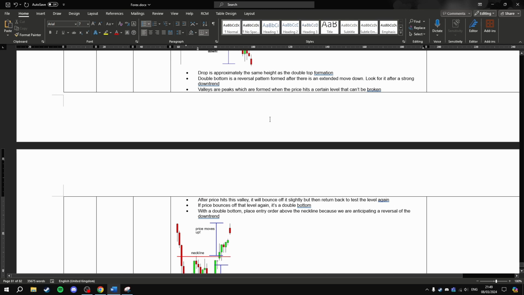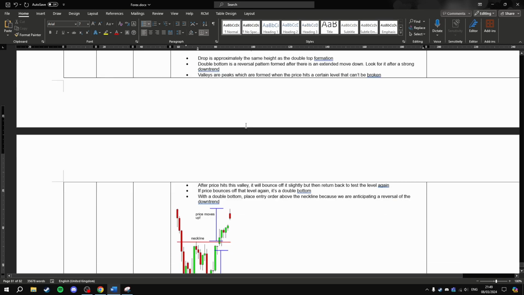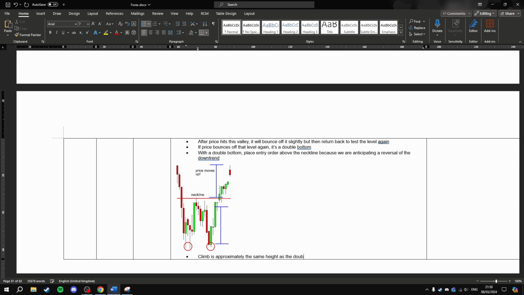The climb is the same height as the double bottom formation.